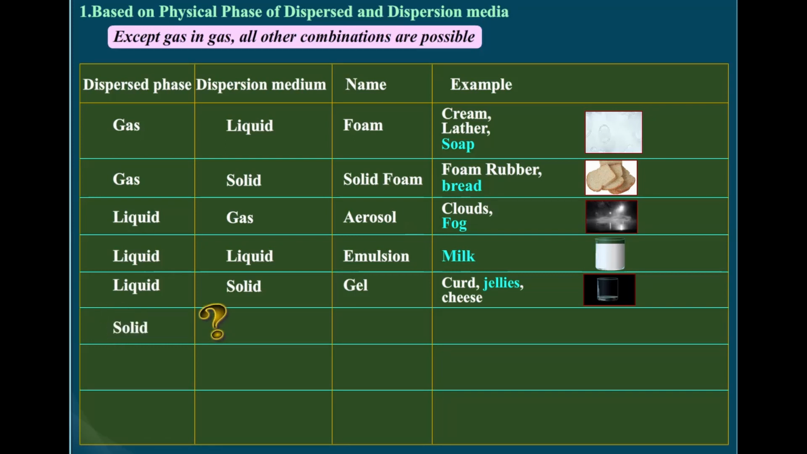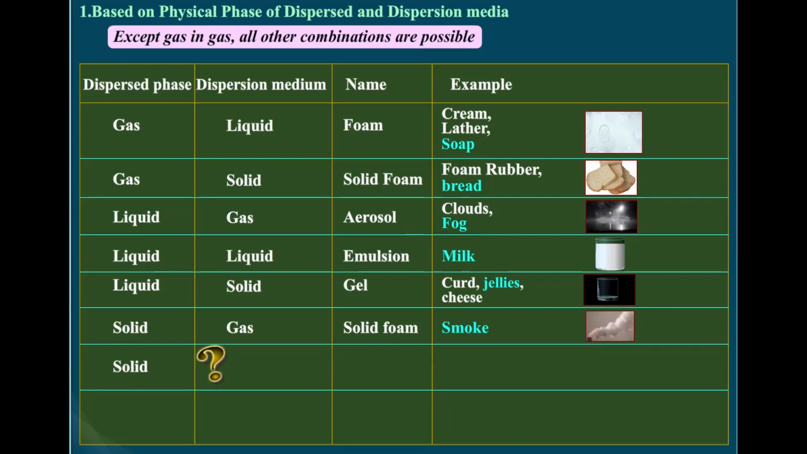The next is solid in gas. As I told you earlier, when gas is the dispersion medium, the type of colloid is called aerosol. Here it is given as solid form, but in your textbook, when solid is the dispersed phase and the dispersion medium is gas, it is called aerosol. There's a correction here: it is aerosol, as given in your textbook. And the examples are smoke, dust, etc.